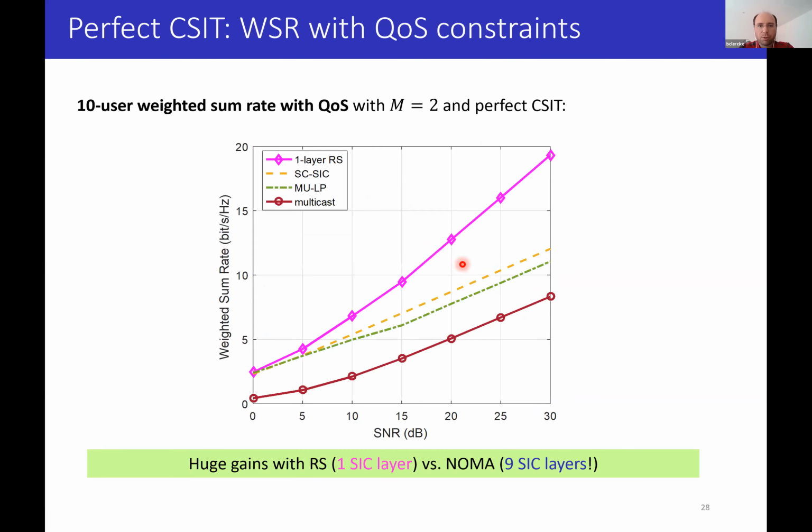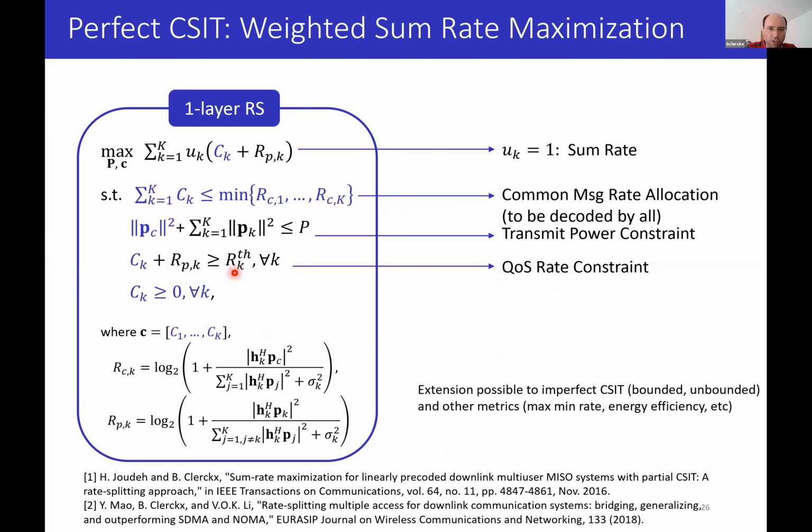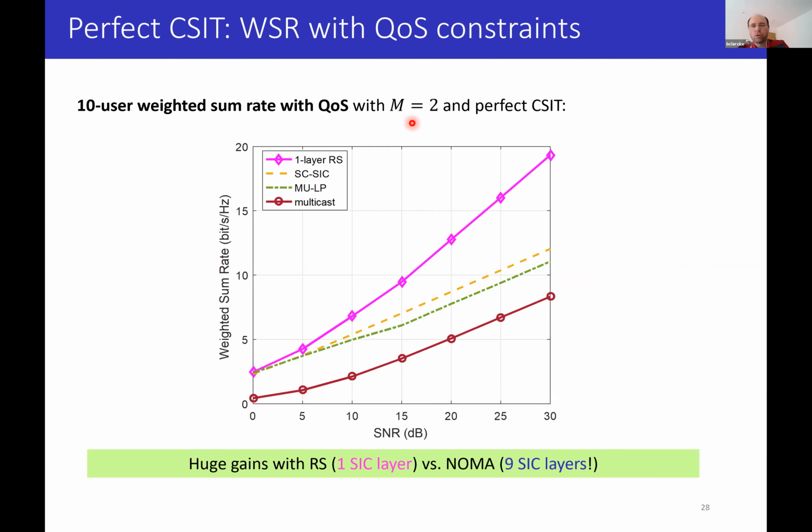Still weighted sum rate, but now I have quality of service constraints. So I want to make sure that each user gets a certain minimum rate. So here I have a quality of service constraint. And I have here 2 transmit antennas and 10 users, and I want to serve those 10 users. Because I have many users and few antennas, multi-user linear precoding or SDMA does not work well, because there is too much interference left in the system. I cannot simply treat it as noise. The interference is not negligible compared to the noise.